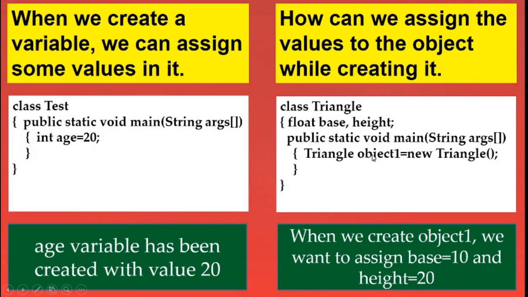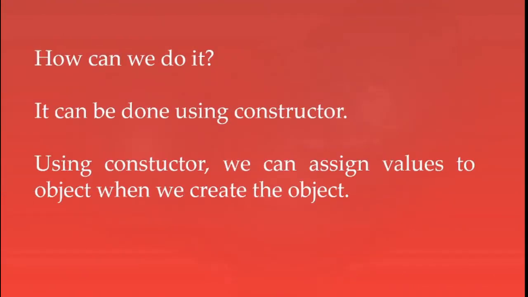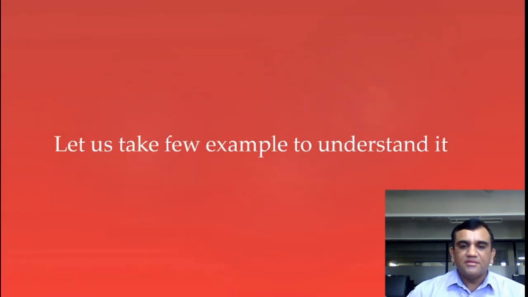Whenever I want to create an object, I want to assign some default values or initial values to that object. So how can we do that? That can be done using a constructor. So the constructor is basically one basic mechanism by which we can assign the values to the object when we create the object. Let us take a few examples to understand it.